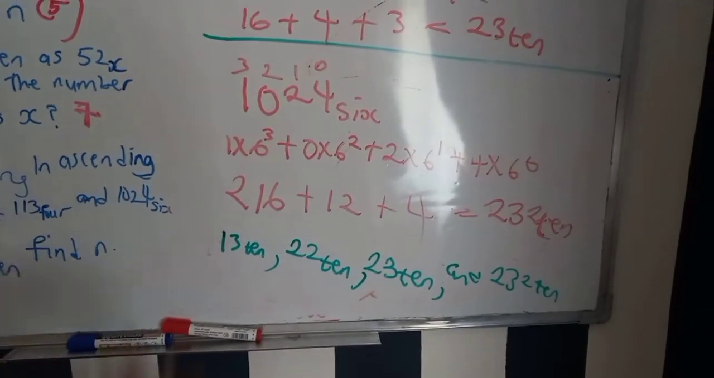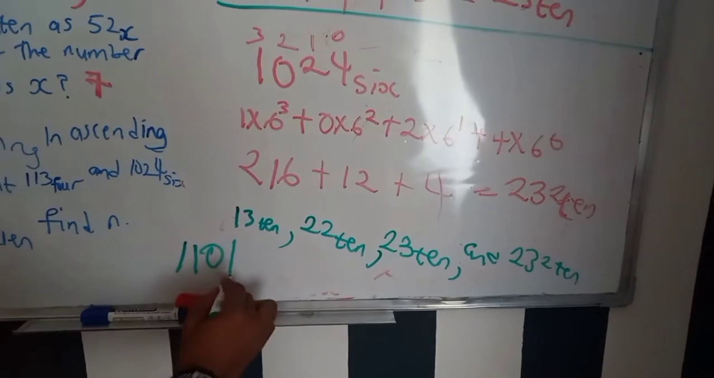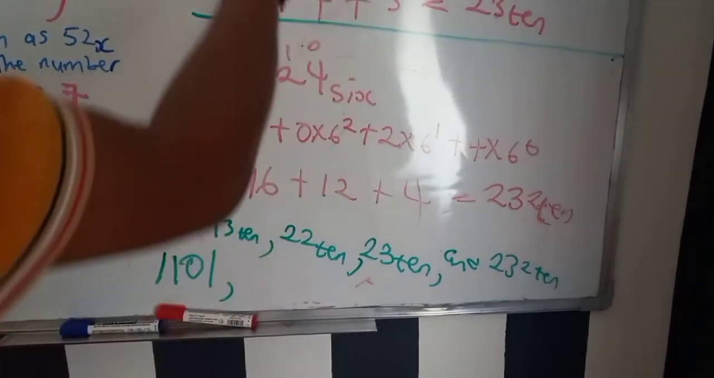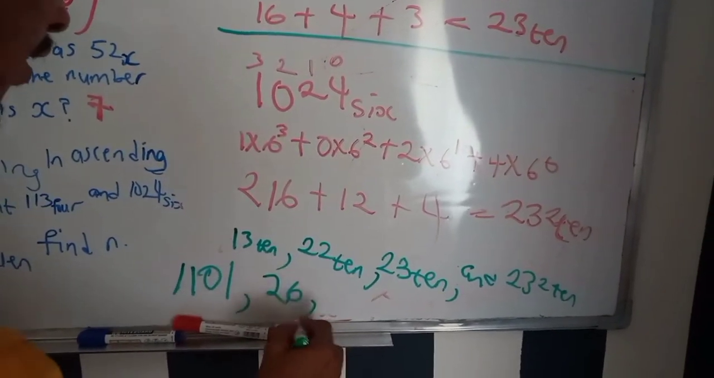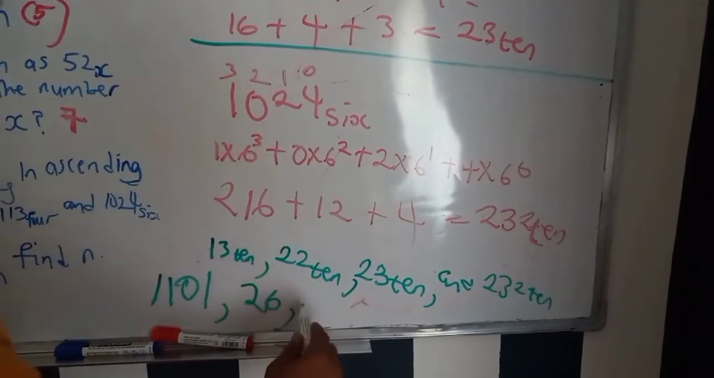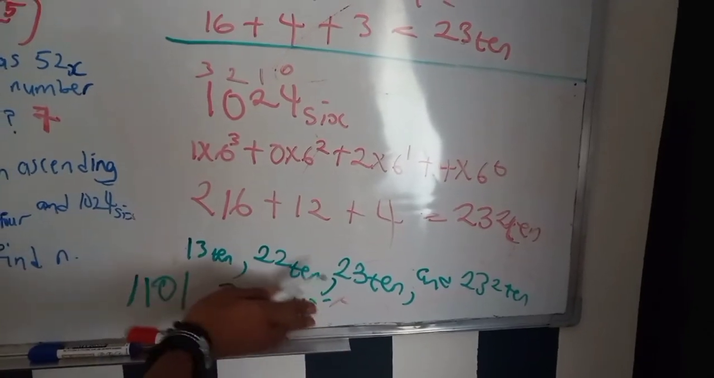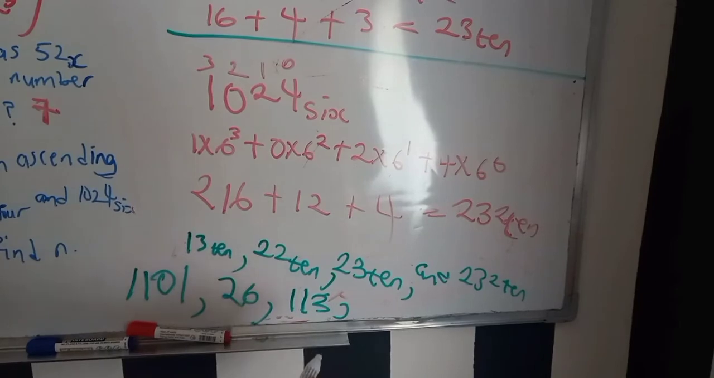So in arranged order, 1101 is the first one, 26 base 8 is the second one, 113 is the third one. And the fourth one is what?